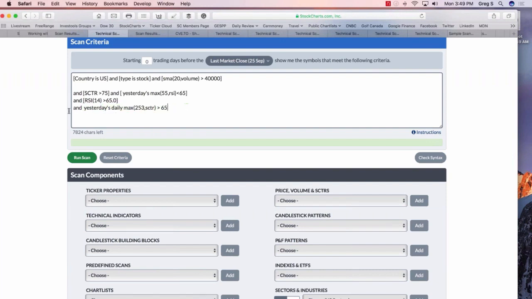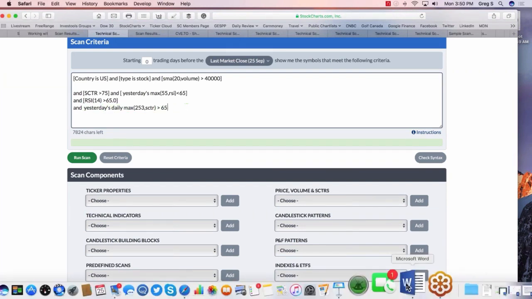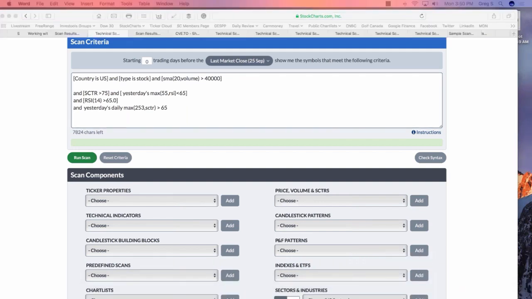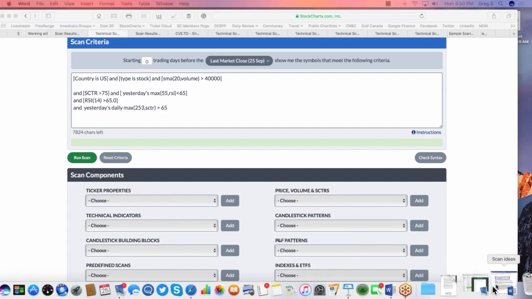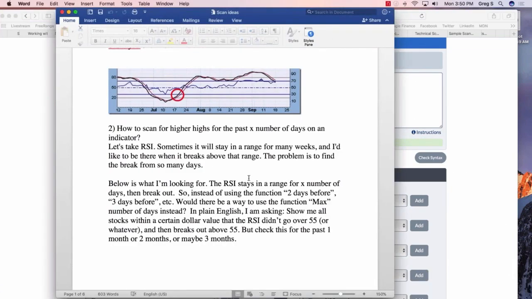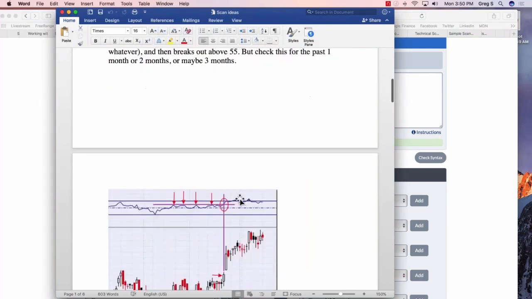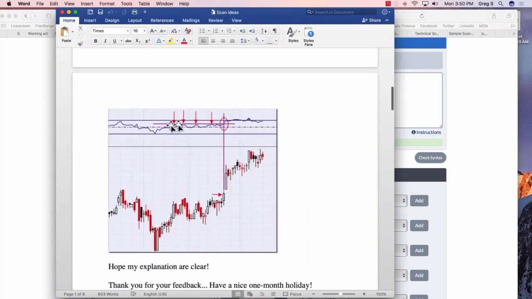Okay. Let's quickly jump back into that email that we were looking at, those trading ideas. So hopefully that answered that question. And here was the picture that the RSI stayed below this level and then shot up.